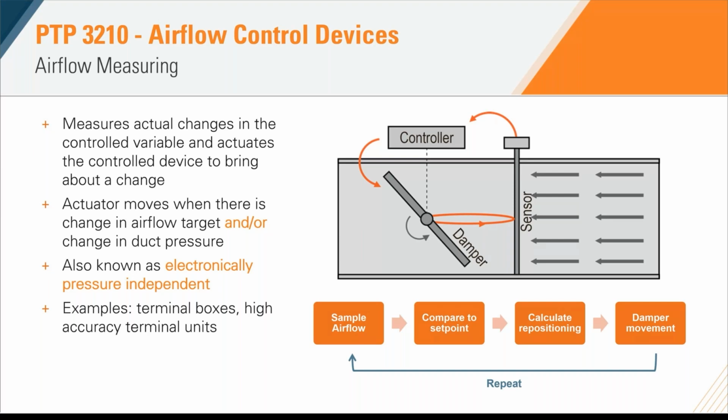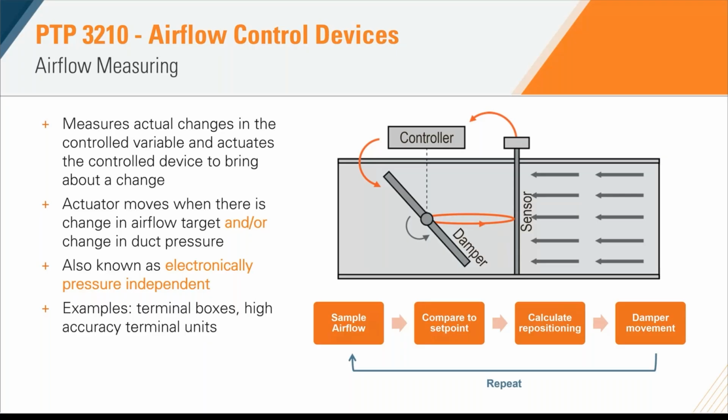In functionality, we could also call this an electronically pressure independent air valve. Essentially what this means is we need the electronic components of the sensor, the controller, and the actuator in order to control airflow independent of those duct pressure fluctuations.